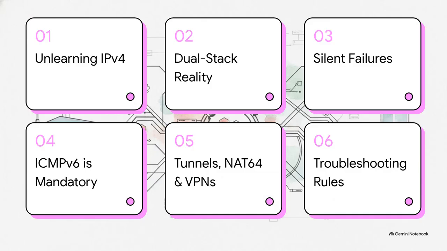We've got a really packed agenda today to help you unlearn some of those legacy assumptions. We'll be looking at 1. Unlearning IPv4 muscle memory, 2. The dual-stack reality, 3. Unmasking silent connectivity failures, 4. Why ICMPv6 is mandatory, 5. Tunnels, NAT64, and VPNs, and finally, 6. The troubleshooting golden rules. Let's get right into it.